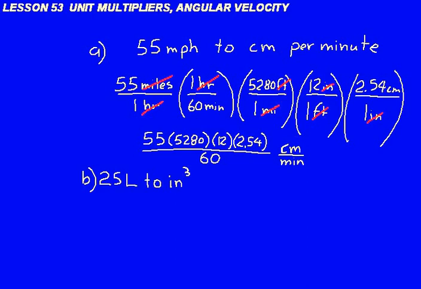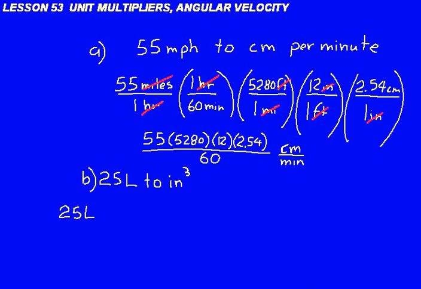Here's another one. Let's convert 25 liters to cubic inches. Now, this one we're dealing with volumes. Remember what you do when you have cubed values or squared values, you have to multiply by the same unit multiplier multiple times. We have 25 liters to cubic inches. Remember what we do is write down what's given first, 25 liters, and let's just think about it before we start trying to convert this.